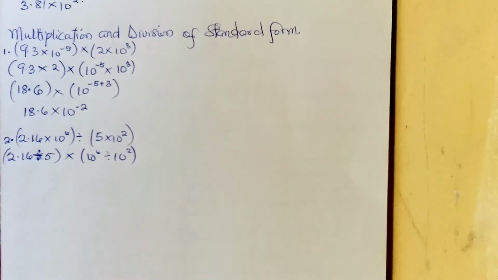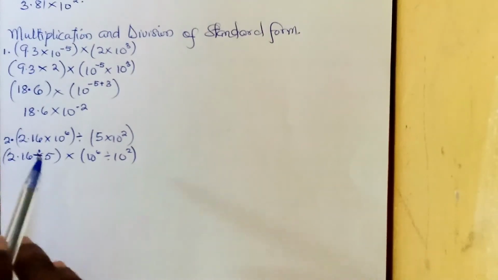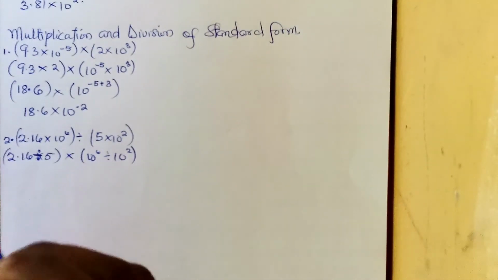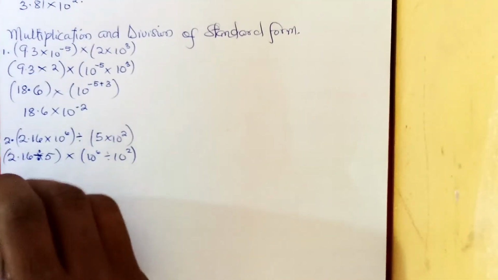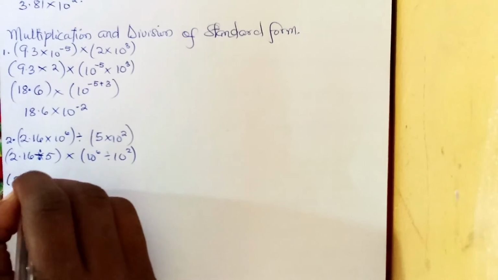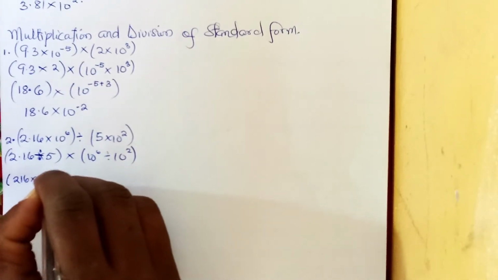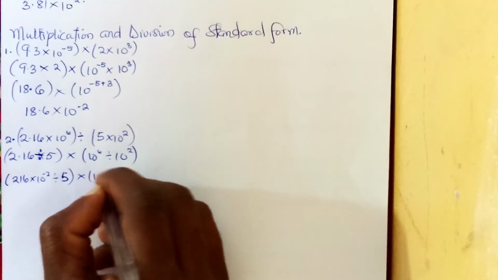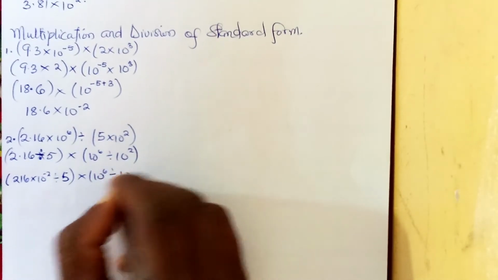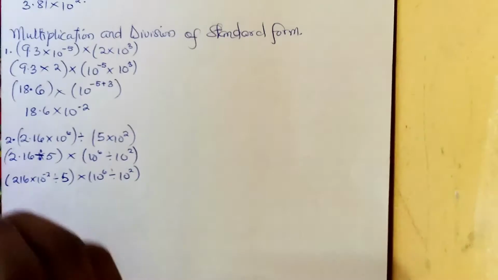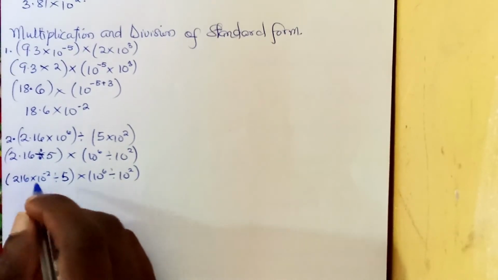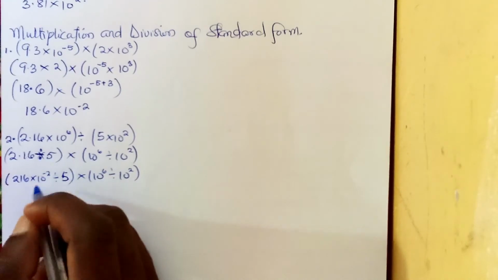Without the use of a calculator, we have to change the decimal part into a whole number. Then after that, we can divide and add the decimal part back in the form that we changed it into. So we have to change this one first. We are going to get 216 times 10 raised to the power minus 2 divided by 5. So what we do here is we divide 216 by 5. Then later on we come back to the 10 raised to the power minus 2.